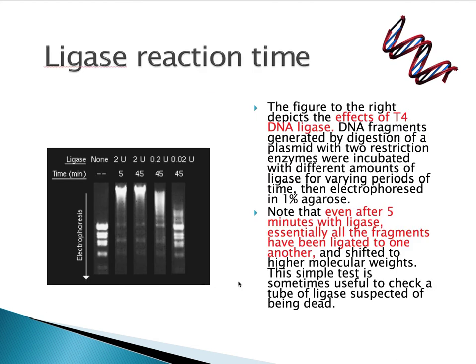Timing is also important. It shows for example here some fragments. We want to ligate them together. As you see, with 2 units of enzyme, you can already see the shift, which shows the ligation reaction in 5 minutes. But as you see, if you go down to, let's say, 0.02, even 45 minutes doesn't produce the same reaction. So it's very important that you use the right amount of enzyme with the right amount of time.